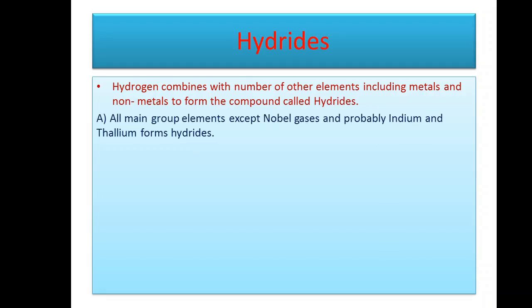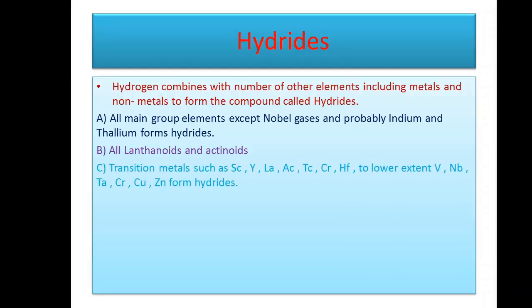All main group elements except noble gases and probably indium and thallium form hydrides. We know that main group elements means boron to helium. Okay, these are the main group elements. All lanthanides and actinides also form hydrides.